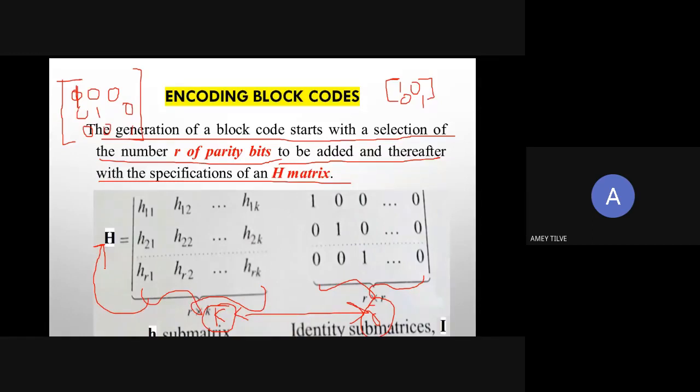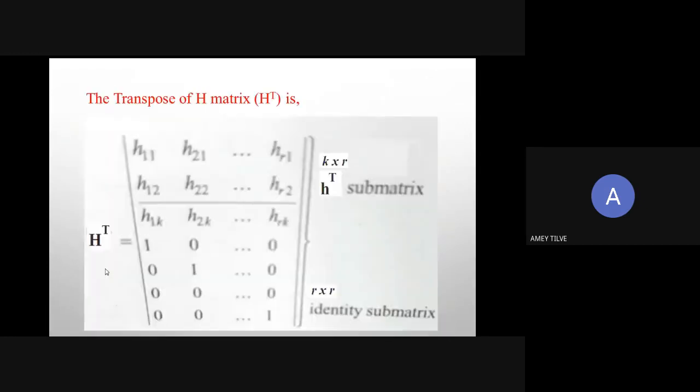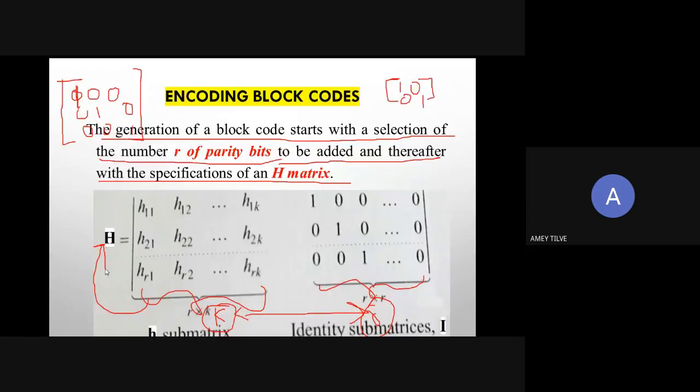So H will be your actual information in the form of a matrix. Now, H transpose. What is H transpose? All of you know what a transpose is. If I want to calculate the transpose of this, I will convert all my rows into columns. So that will be my H transpose. If I convert my rows into columns, what will come over here? It will be like H11, H12 till H1K, followed by 1, 0, 0, all these things.